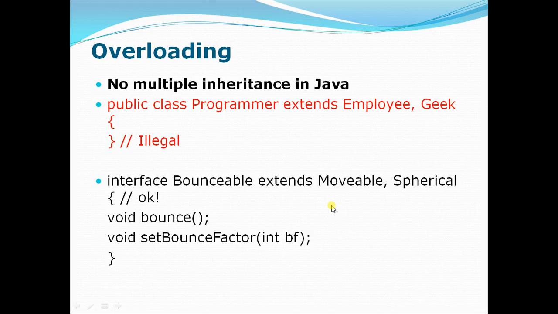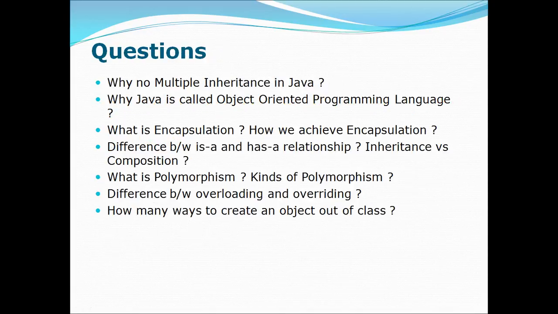Okay, so that's what is mentioned over there. No multiple inheritance in Java. So the first one is illegal. Why? Because both sides we are having class. But this is okay. Why? Because these are interfaces. Bounceable, Movable. So here is fine, no problem, because Movable and Spherical both are interfaces. Okay. So this will finish the second chapter. These are the interview questions which we can prepare from this chapter.